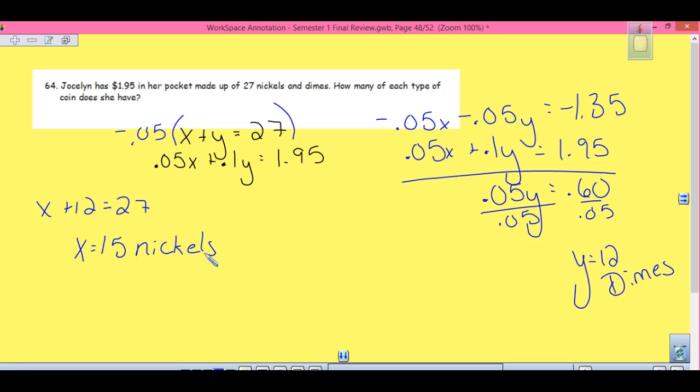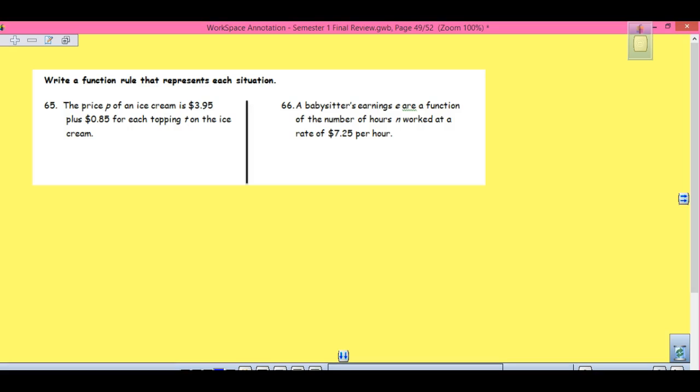Okay, almost done. The price of ice cream, so P equals, how much am I spending? $3.95 plus, yep, 0.85 per topping. Anytime you see each topping or per topping, that's where you hook your variable. And all they wanted was an equation. You didn't have to solve anything.